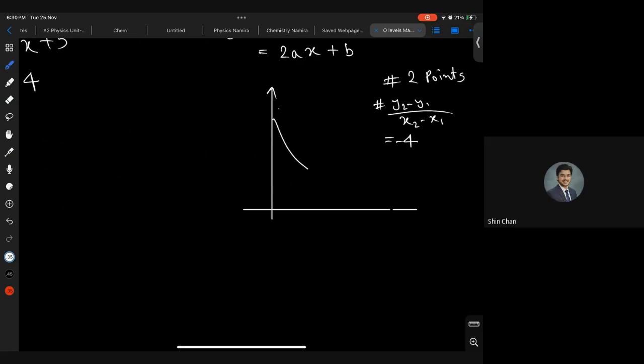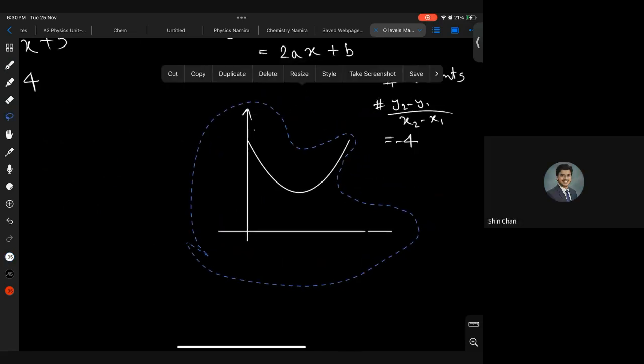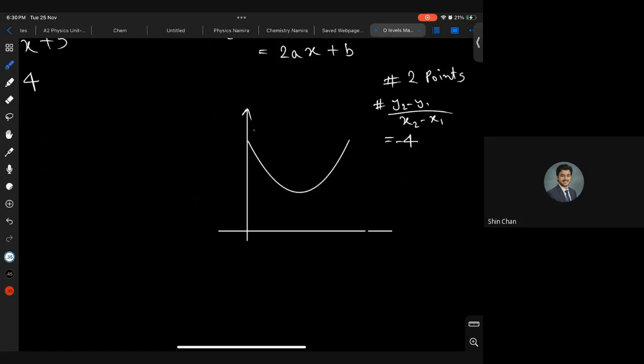Let's say we bring this graph, a U or an upside-down U. Is the gradient constant here? No, sir. At each point we have to find the gradient individually.